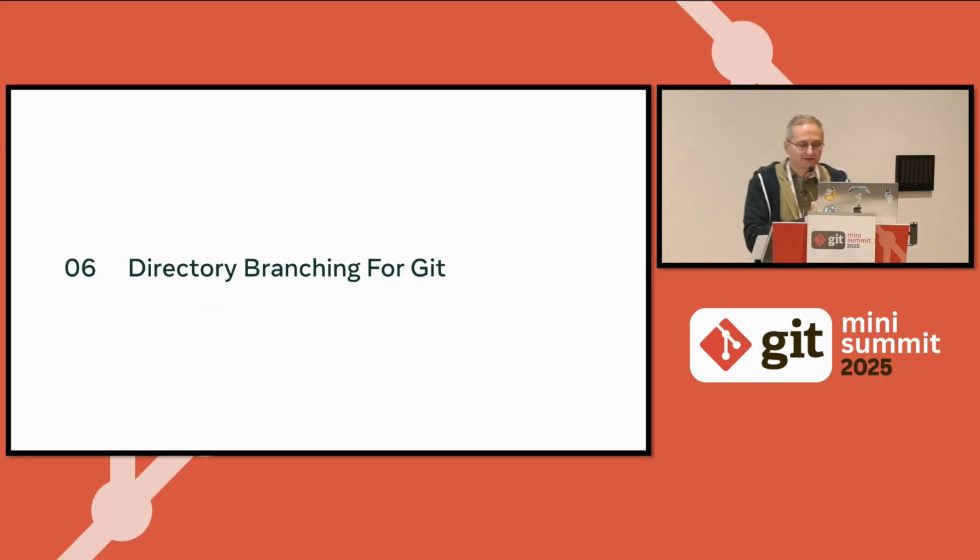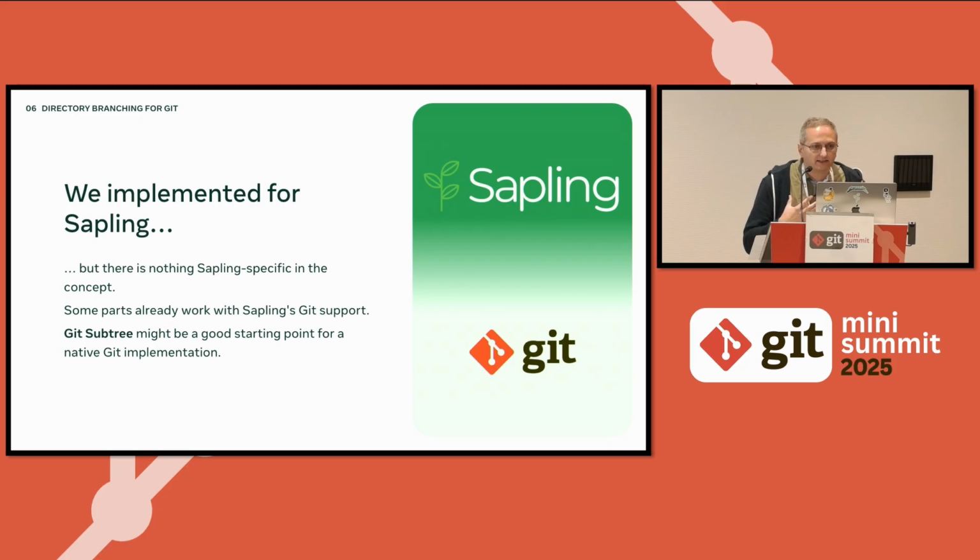So how does this apply to Git? Because obviously we use Sapling at Meta for this, and this is something that we've implemented in Sapling. But I don't think there's anything Sapling specific about the concept. And in fact, as I mentioned earlier, Sapling has got Git support. Like, you can run Sapling on Git repositories and it'll just work. And that includes these commands.